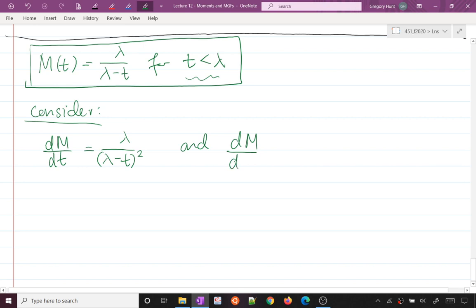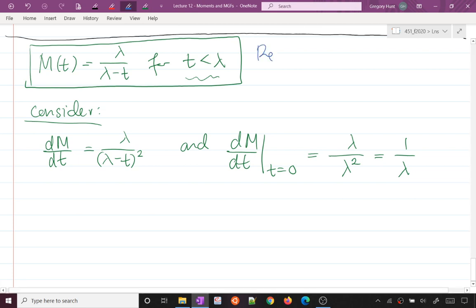Let's look at dm dt at 0. What's the derivative? What's m prime of 0? What's the derivative of m, of our moment generating function, at 0? This is going to be lambda over lambda squared, or more simply, 1 over lambda.